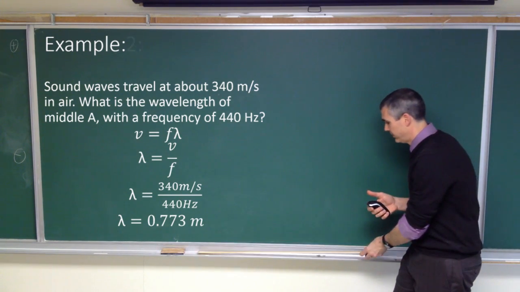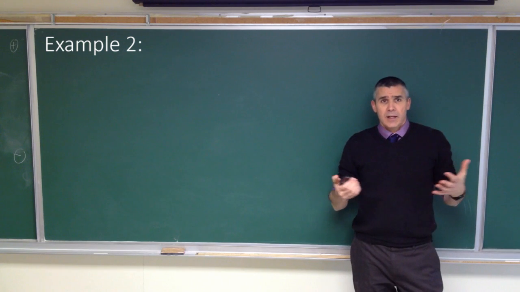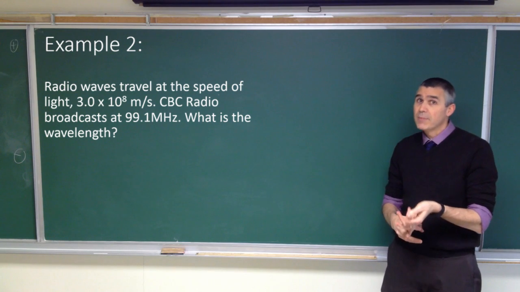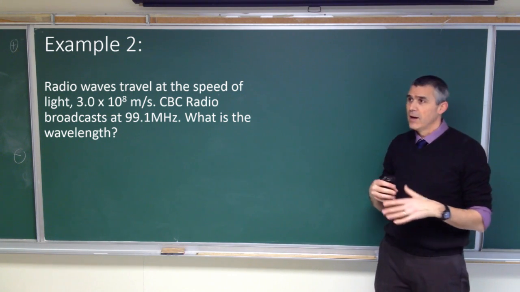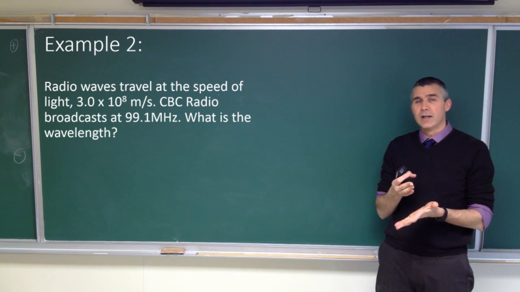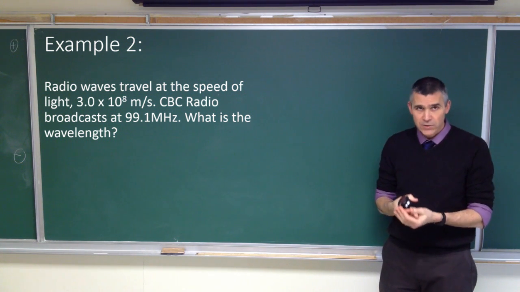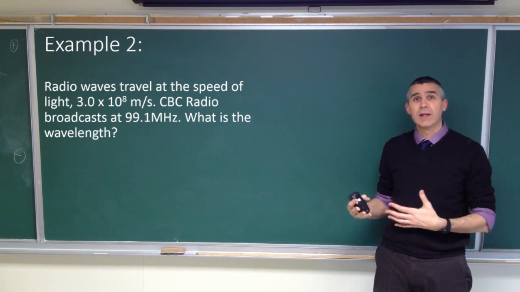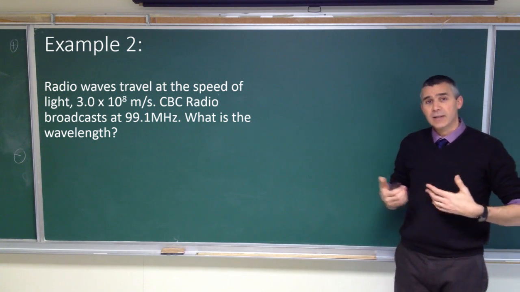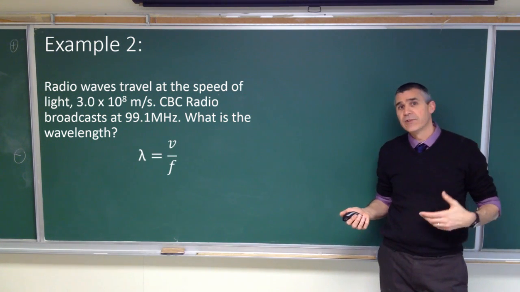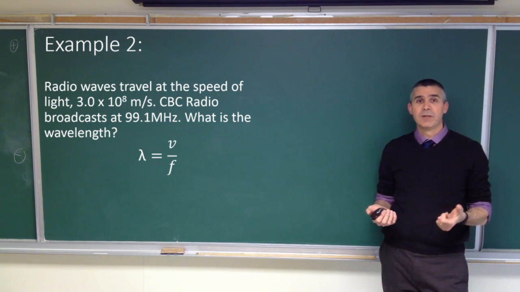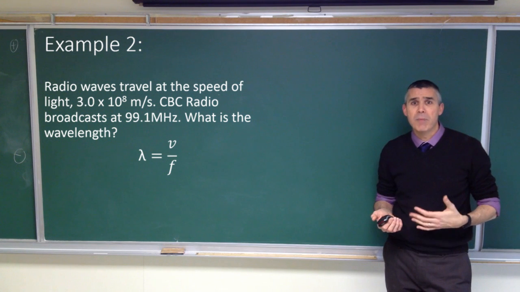Okay? Let's look at another example. Radio waves travel at the speed of light, where the speed of light is 3 times 10 to the 8 meters per second. Our local CBC radio station broadcasts at the frequency of 99.1 megahertz. So then the question is, what's the wavelength of that radio wave? Okay, so it's basically the same question. Lambda is equal to v over f, but in this case, v is the speed of light, right? Because radio waves travel at the speed of light, and f is our 99.1 megahertz.